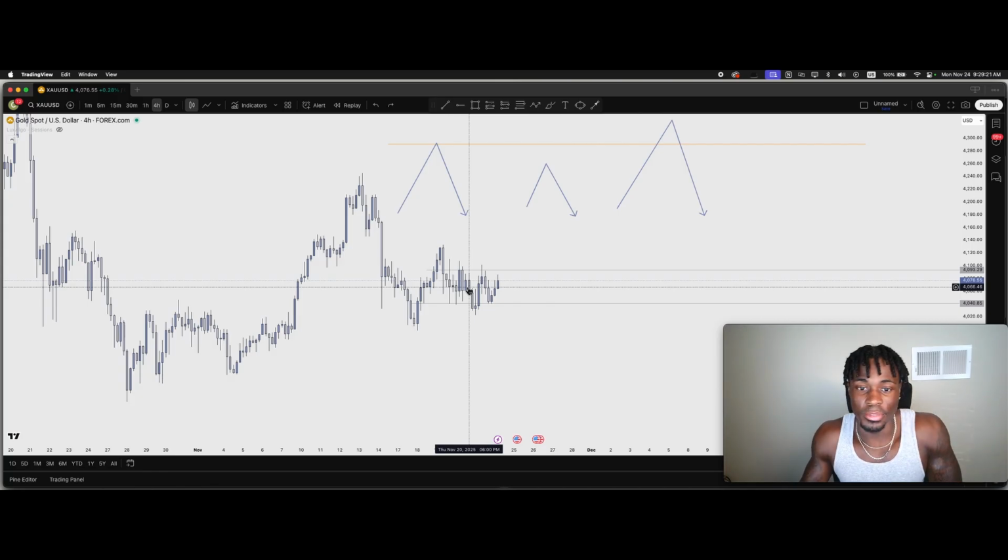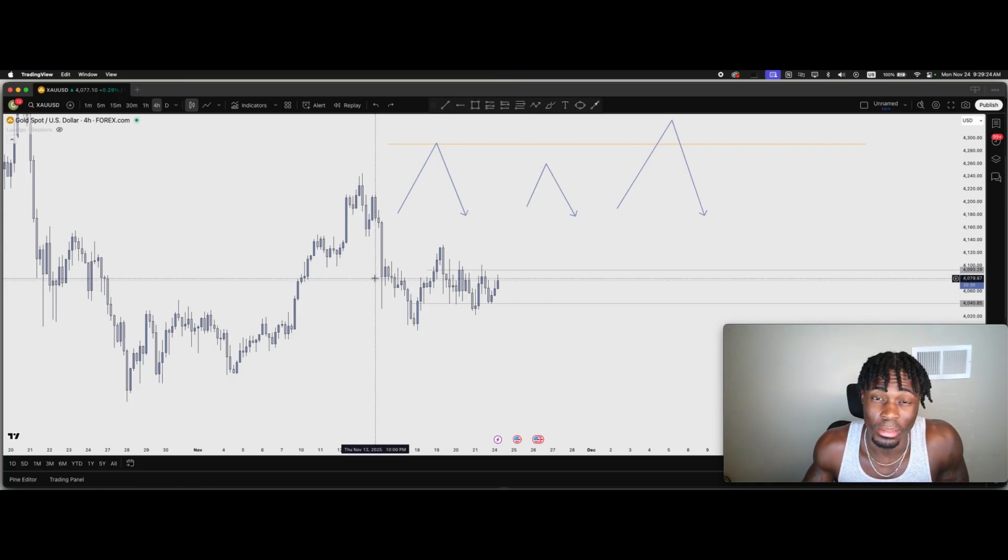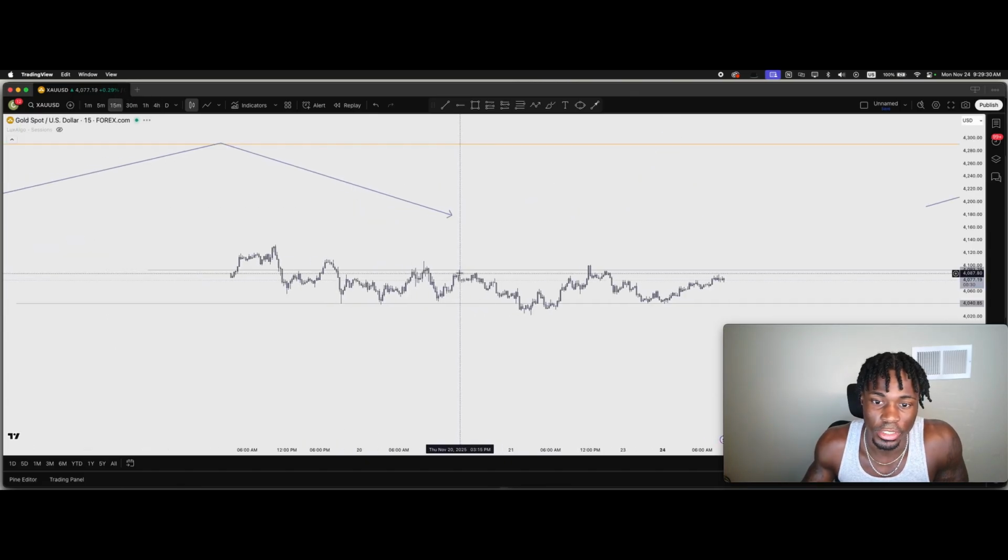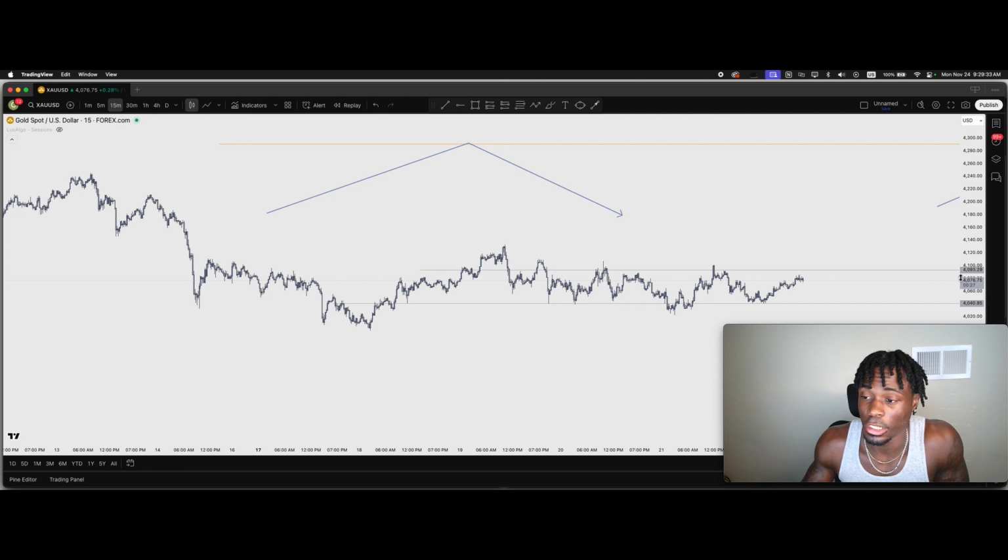So now that I have that marked off, this is when it becomes very, very simple, guys. All I'm simply doing is going down to the lower time frames, like the 15-minute, 5-minute, whichever time frame gives me the entry.